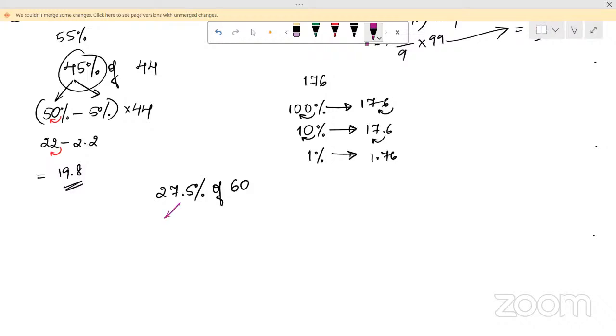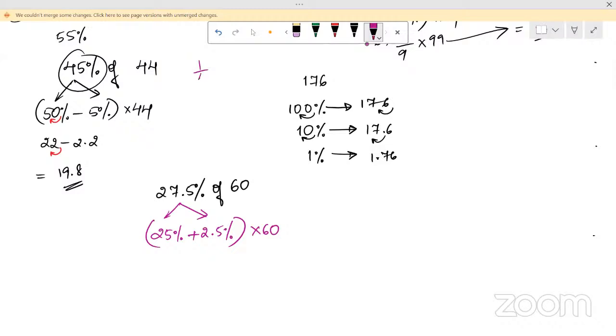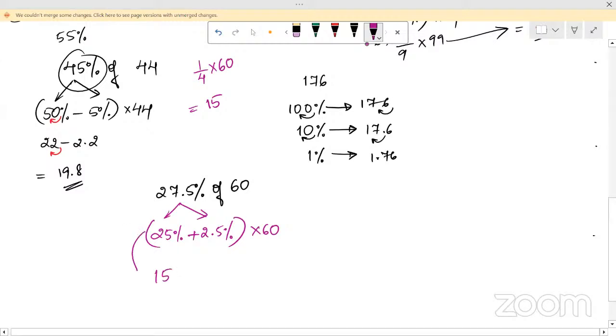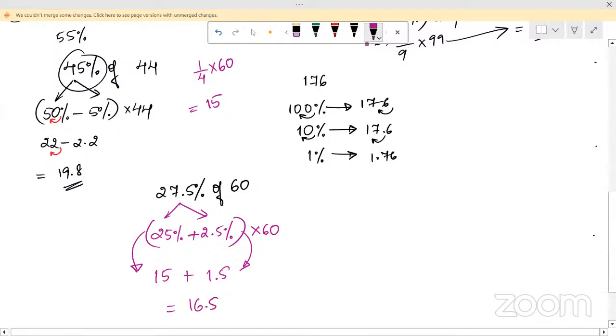So 16.5. How do I split this? 25 plus 2.5. Very good. 25% plus 2.5%. What is 25% of 60? 25% is what fraction? 1/4. 1/4 of 60 is 15. So if 25% is 15, 2.5% has got to be 1.5. So the answer is 1.5. Now how could it be 1.5?